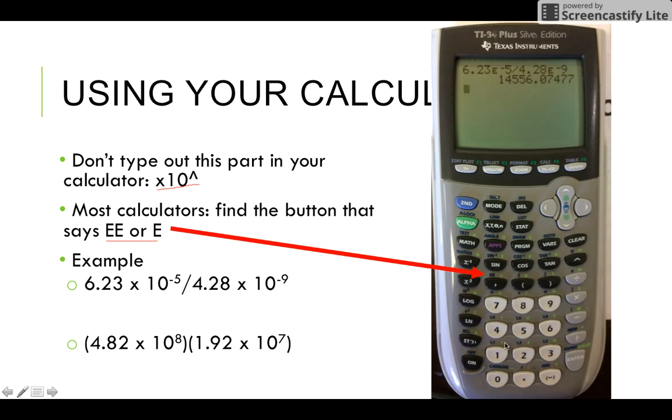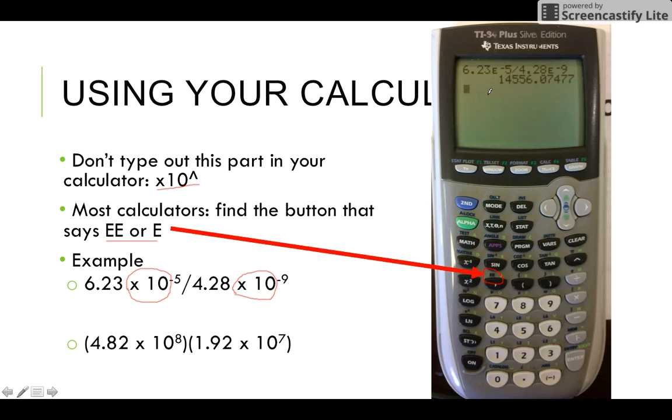Here's my calculator, and I'm going to find it on my calculator by looking at the comma button right above the 7, and there's EE right here. The way I get to it is by hitting second E. So for this first example, 6.23, instead of writing out the times 10 part right here, I'm going to replace it with the E. So I hit second E, and then my exponent is -5, so then I type that. Divided by, I don't need any parentheses for these because if you use the E correctly, you shouldn't need parentheses. Divided by 4.28. Again, I'm not going to write out the times 10 part. I'm going to type in E instead, -9.